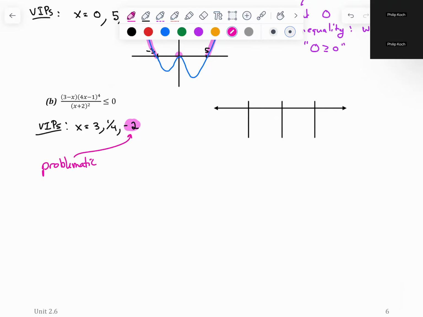So organizing it: -2, then 1/4, and then 3. And we'll pick some test values: x equals -3, x equals 0, x equals 1, and x equals 4. I want you guys to try and do the first testing value, the segment from -infinity to -2.